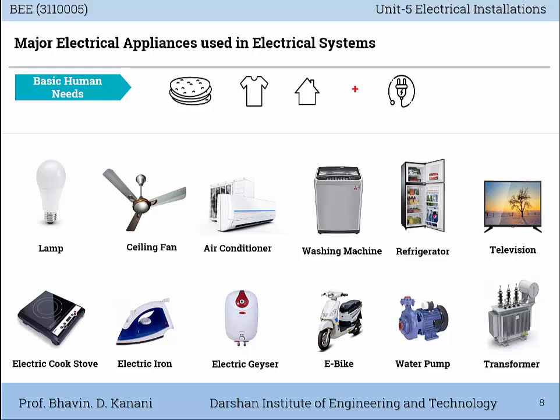So lamp, ceiling fan, air conditioner, washing machine, refrigerator, television, electric cook stove, electric iron, electric geyser, e-bike, water pump and transformer are our future requirements, without which we cannot live comfortably.